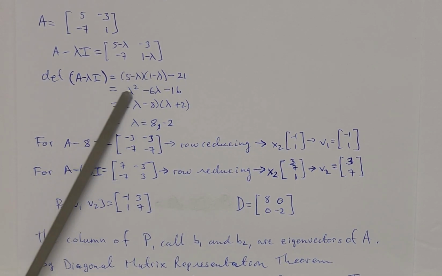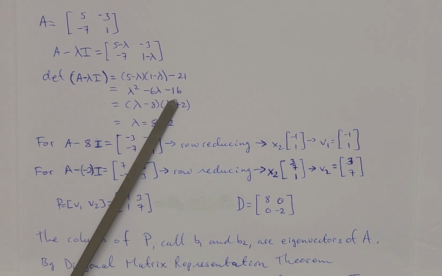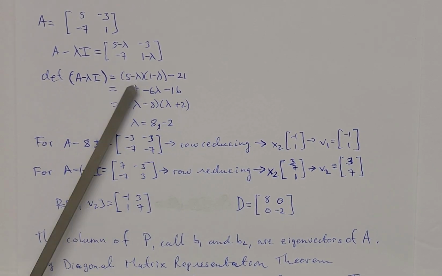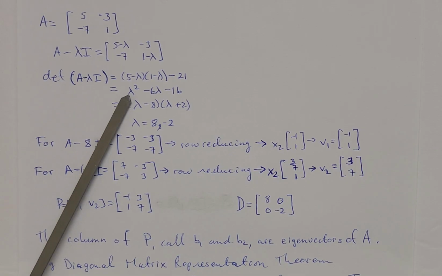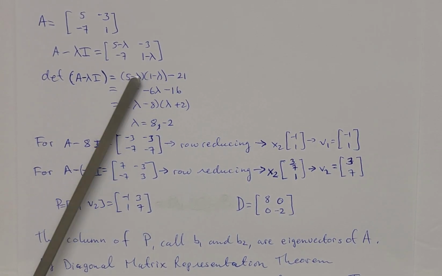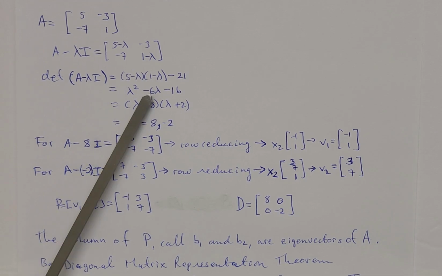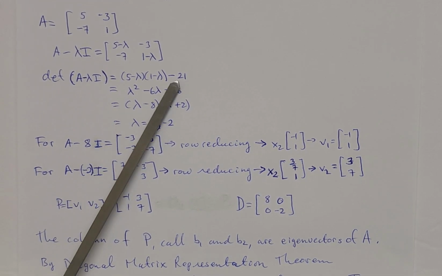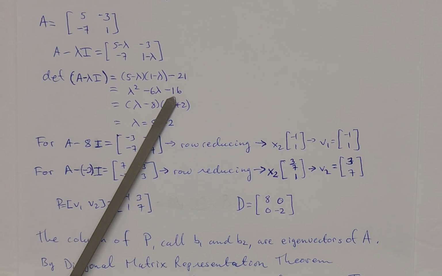After that, multiply this out and put them in order from the highest power down to the smallest. So lambda times lambda gives me lambda squared, minus 5 lambda, minus 1 lambda gives me negative 6 lambda. 5 times 1 is 5, but subtract 21 gives me negative 16.